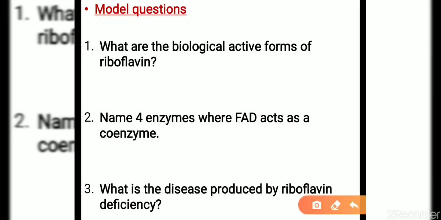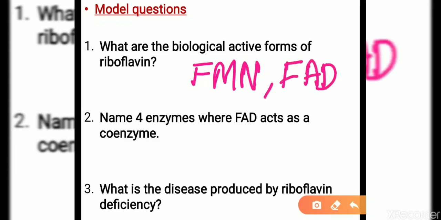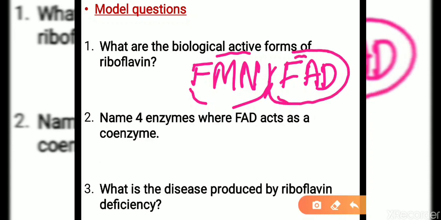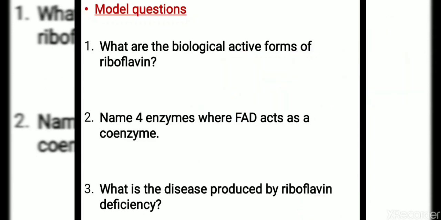The first question is, what are the biologically active forms of riboflavin? There are two biologically active forms of riboflavin: FMN and FAD. What are the enzymes which contain FMN? That is complex 1 of the electron transport chain, the NADH dehydrogenase enzyme. And complex 2 of the electron transport chain contains the enzyme succinate dehydrogenase, and this succinate dehydrogenase contains FAD as the coenzyme molecule. FAD is also the coenzyme molecule for multi-enzyme complexes.